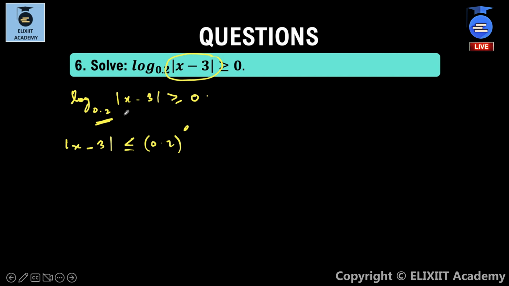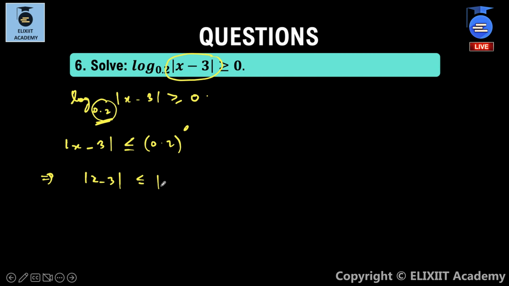Why will this become less than or equals to? Because the base is 0.2, lying between 0 and 1. Obviously in this case it is a decreasing graph. So orientation changes, greater than or equals to becomes less than or equals to. So this is how much? Mod of x minus 3 less than or equals to 1. Can you solve this inequality? Simple inequality. Okay.